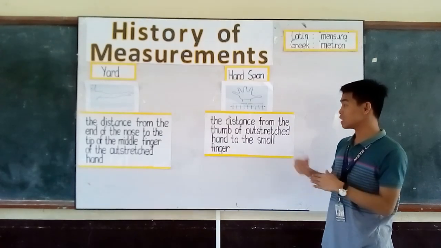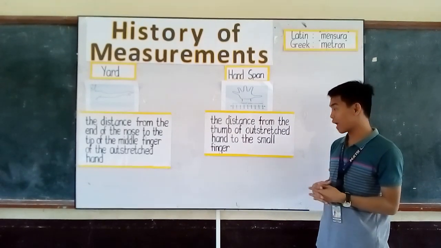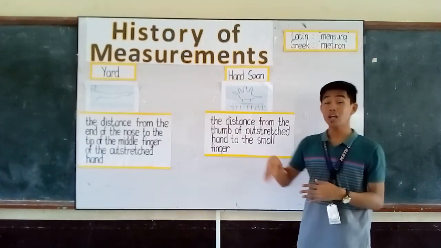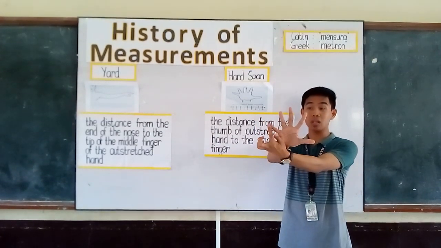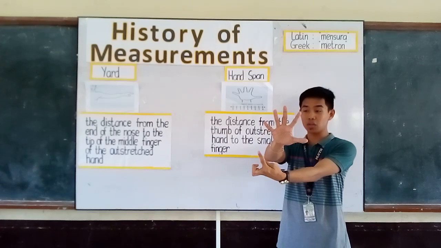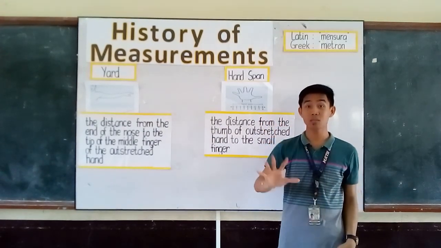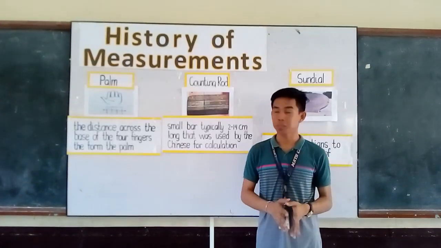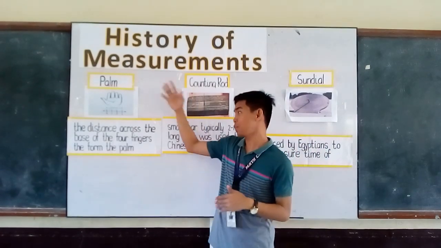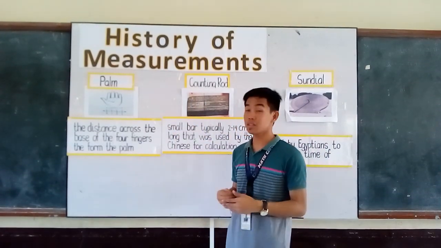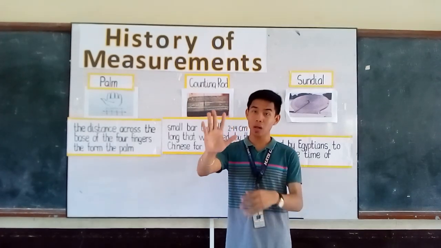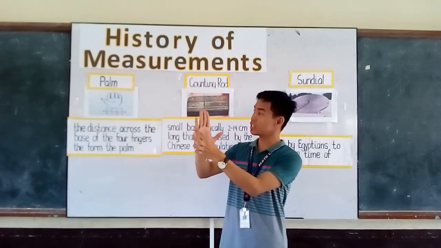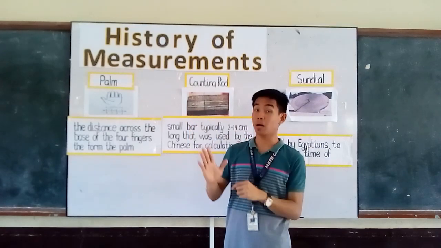Next is the handspan. The handspan is the distance from the thumb of the outstretched hand to the small finger. You measure like that, and that's 1 handspan. Next is the palm. The palm is the distance across the base of the 4 fingers. So this is your palm, and the width across the base of the 4 fingers is 1 palm.